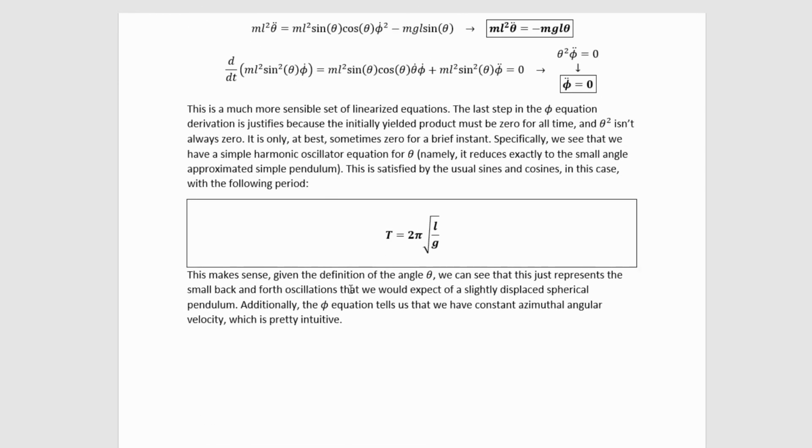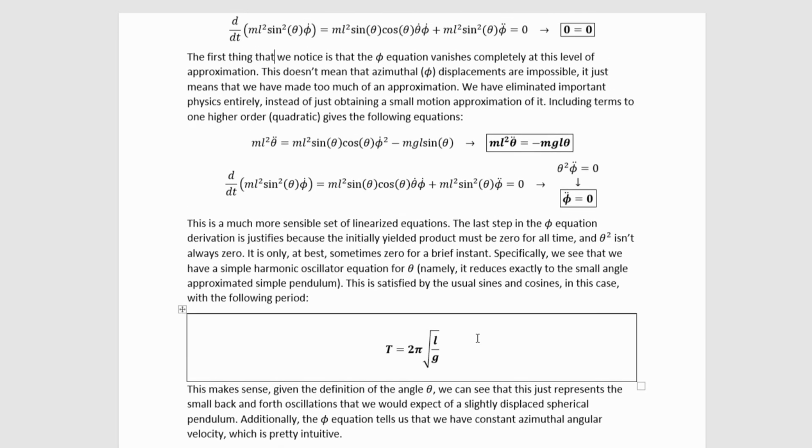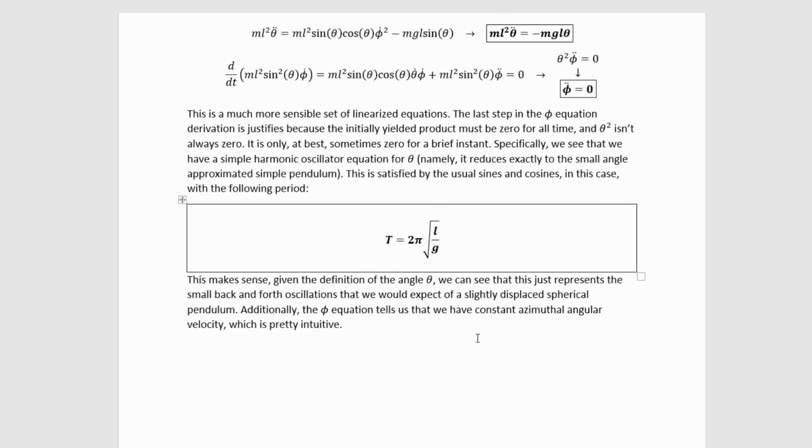This makes sense given the definition of the angle theta. We can see that this just represents the small back and forth oscillations that we would expect of a slightly displaced spherical pendulum. Of course, phi can change, so it may not be just like a normal simple pendulum back and forth. You can expect that to rotate as well. Additionally, the phi equation tells us that we have constant azimuthal angular velocity, which of course is pretty intuitive for this kind of small motion approximation. And that is the spherical pendulum.